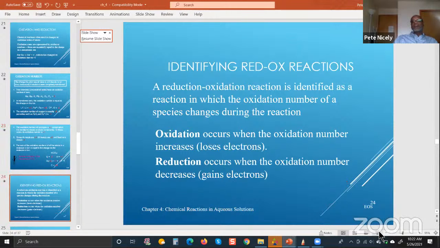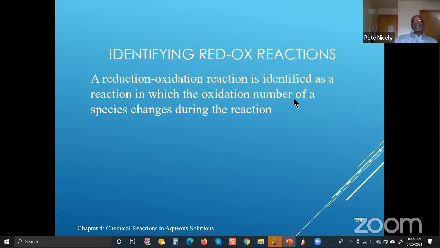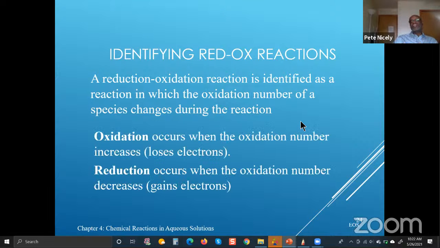So now we're going to look at how we identify redox reactions. A reduction-oxidation reaction is one where the oxidation number of an atom changes during the reaction. The change in oxidation number can either increase or decrease. If the atom's oxidation number increases, then we say that atom is being oxidized, or oxidation is taking place. And what you're going to see is that this corresponds to a loss of electrons.